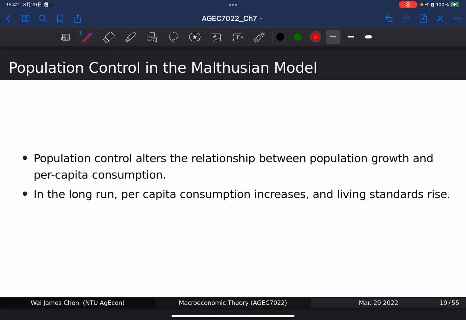And what is useful in this model to actually increase the per worker consumption? Actually, it is population control. Okay, so if you control the population, I mean, we're not talking about how right now. We're just talking about if we can control the population. It alters the relationship between the population growth and the per capita consumption, basically. It changes the function g. If you can do that, you can actually increase the consumption level per worker.